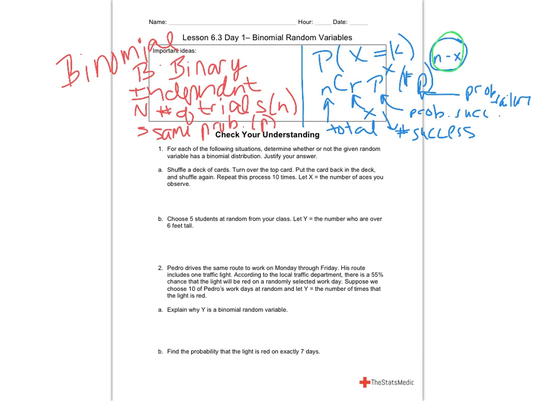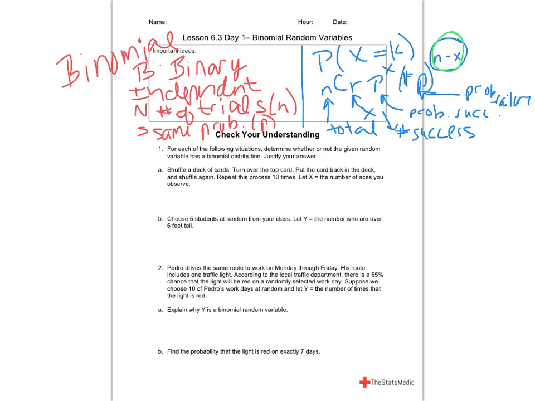Okay, so for each of the following situations, determine whether or not the given random variable has a binomial distribution. Justify your answer. So I'm shuffling a deck of cards. I turn over the top card. Put the card back in the deck and shuffle again. Repeat this process 10 times. Let X be the number of aces you observe.